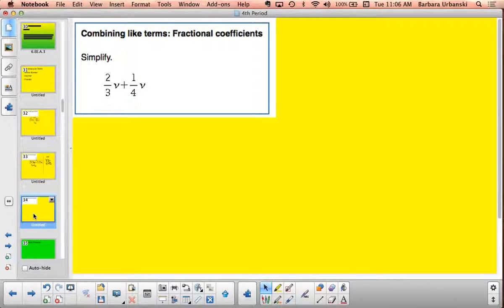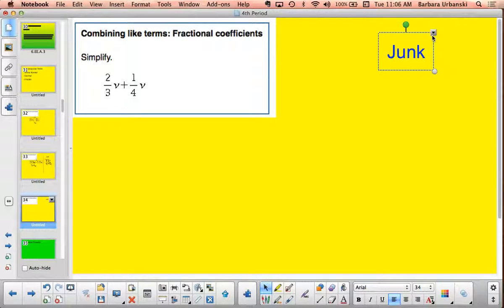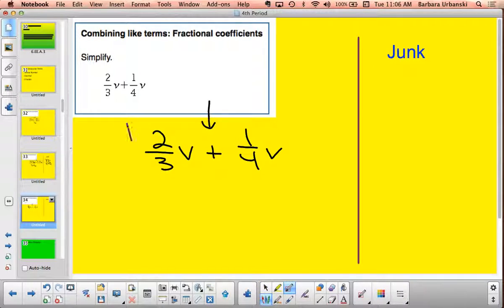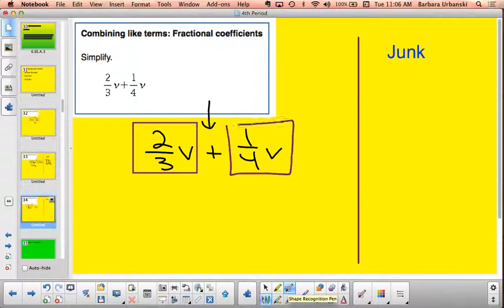Next, we're going to do something a little bit more complicated. Again, I'm going to go ahead and have my junk column just so I can do any calculations. And the difference with something like this is when you take a look at the problem, we have 2/3 v, and we are adding 1/4 v. Again, sign of operation is addition. I'm going to take a look, and I have two terms. One of my terms is 2/3 v. The other is 1/4 v. They are like terms because they do have the same last name.